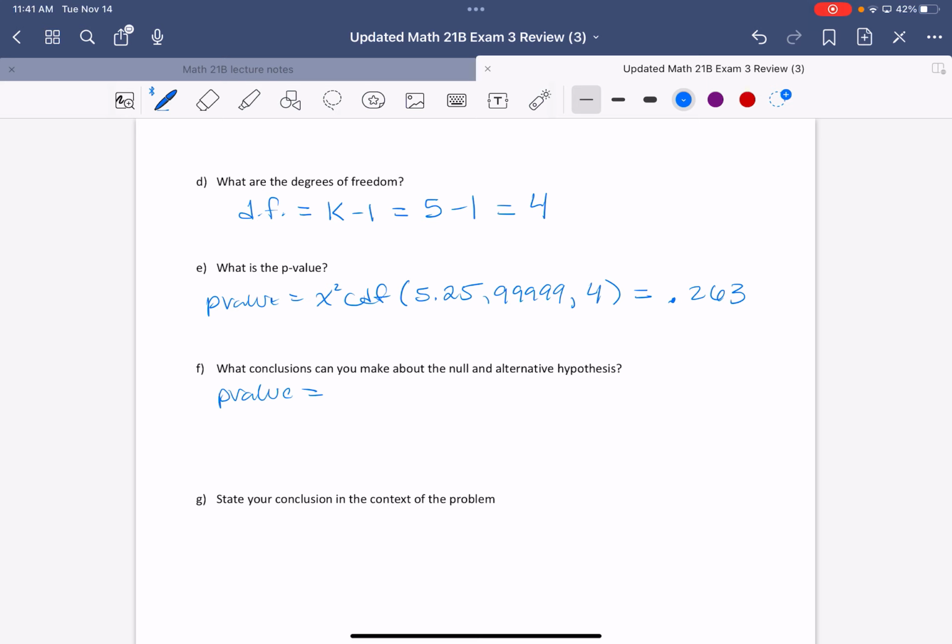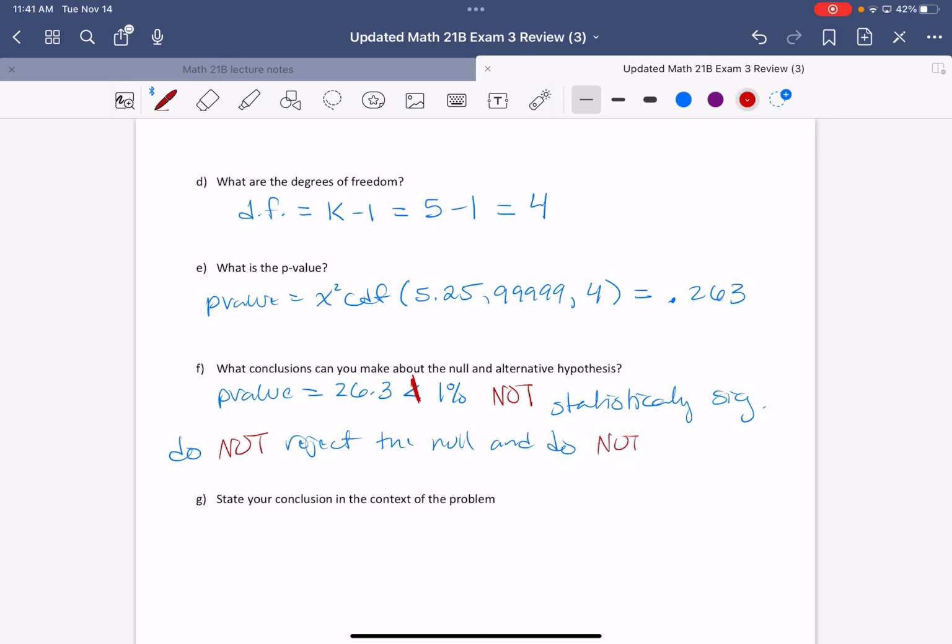All right, so our p-value, let's convert that decimal to a percent. That's the same thing as 26.3%. Is that less than our level of significance of 1%? No, it is not. Therefore, it is not statistically significant. Therefore, we do not reject the null, and we do not support the alternative.